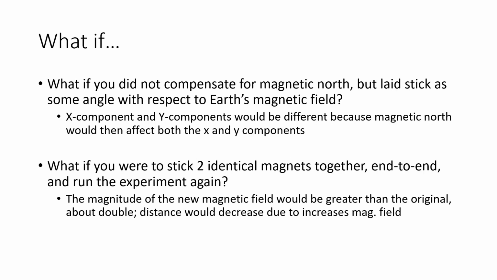And then what if you did not compensate for the magnetic north, but laid a stick at some angle with respect to the Earth's magnetic field? The x and y components would be different because magnetic north would then affect both the x and y components. And what if you were to stick two identical magnets together end to end and run the experiment again? The magnitude of the magnetic field would be greater than the original, about double. Distance would decrease due to increased magnetic field.